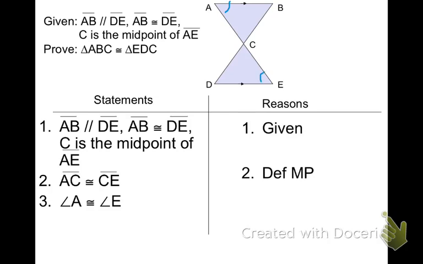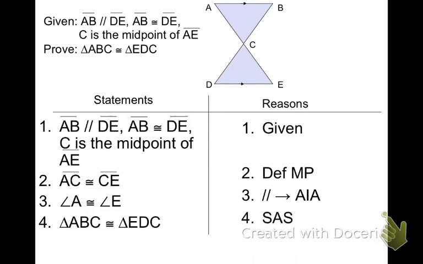Well, given our parallel lines being cut by a transversal here, angle A and angle E are in a very specific position there on either side of the transversal, and that's the alternate interior angles are congruent with parallel lines. Okay, so we've got some side congruences, we've got an angle congruence. That's enough for our triangles to be congruent by side, angle, side.